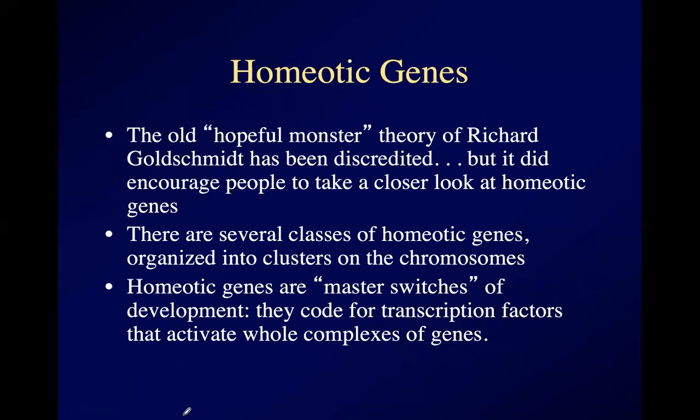And the way homeotic genes function is that they're master switches. What they code for is transcription factors. That's proteins that come back to the DNA, bind to it, and promote or repress other genes. So if a homeotic gene is being transcribed and translated, the protein that is produced will come back to the DNA, and it might switch on dozens of other genes, and it might switch off dozens more. So a homeotic gene controls the expression of a bunch of other genes.